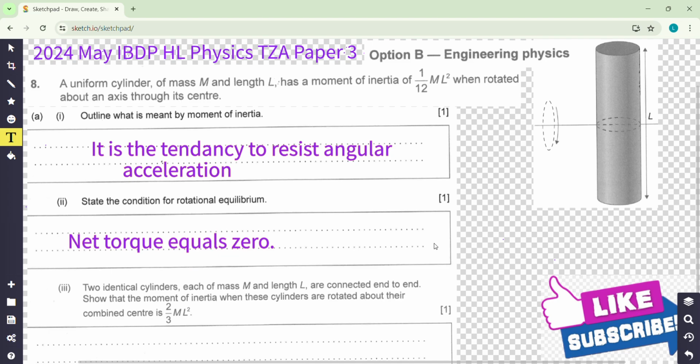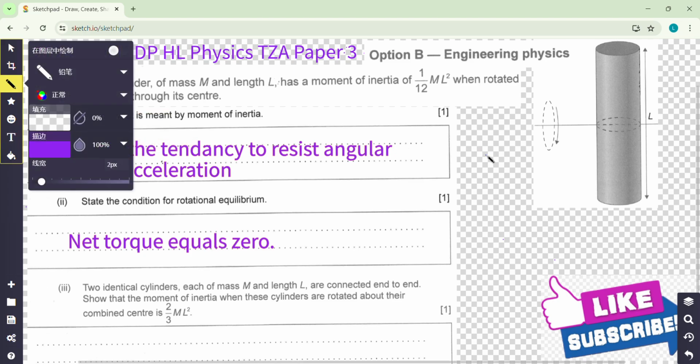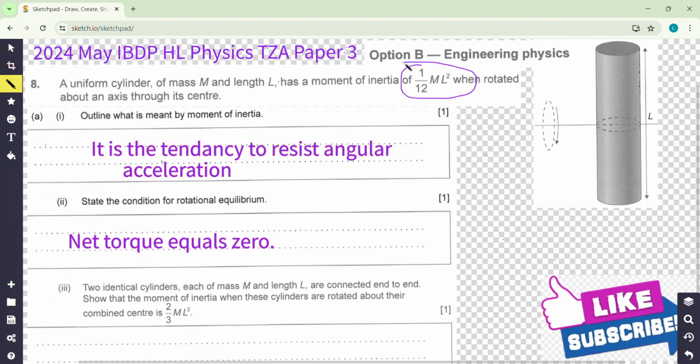For the third one, it is harder. One cylinder like this, they give the moment of inertia as 1/12 ML squared. It will be given to you. You don't need to remember anything except MR squared for a point mass. So they said two identical cylinders joined end to end, and then find the moment of inertia when the cylinders are rotated about their combined center.